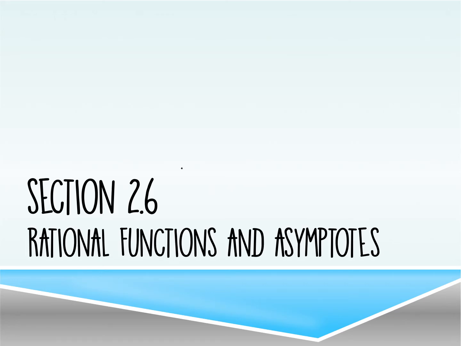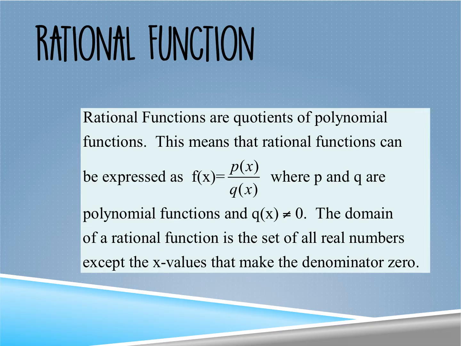So this is 2.6/2.7, rational functions and asymptotes. So rational functions are quotients of polynomial functions. So quotient meaning that we're going to be dividing.